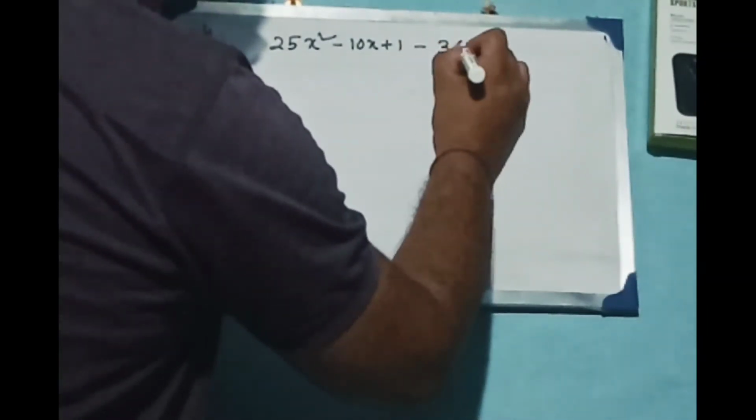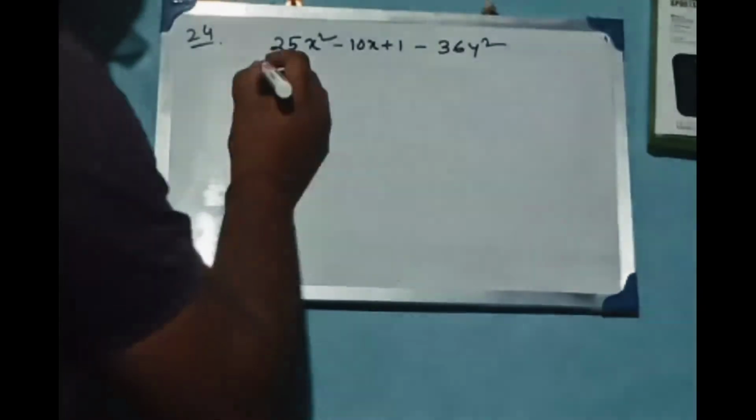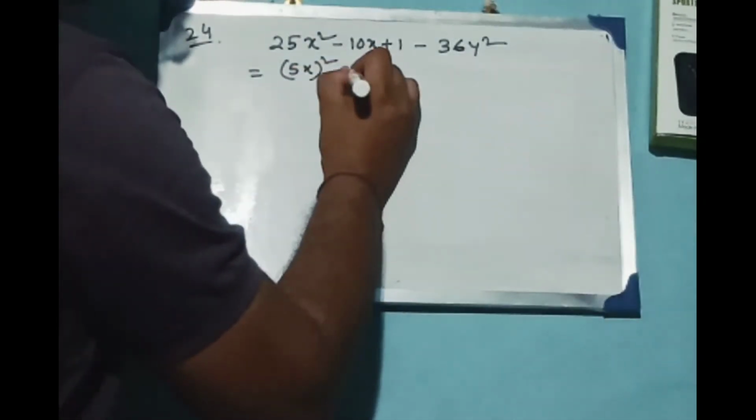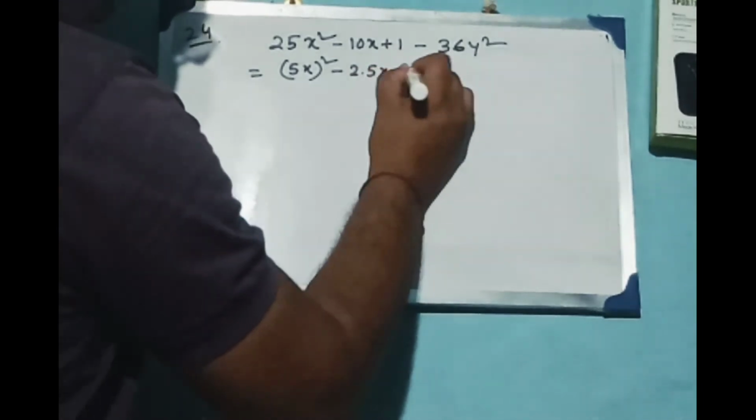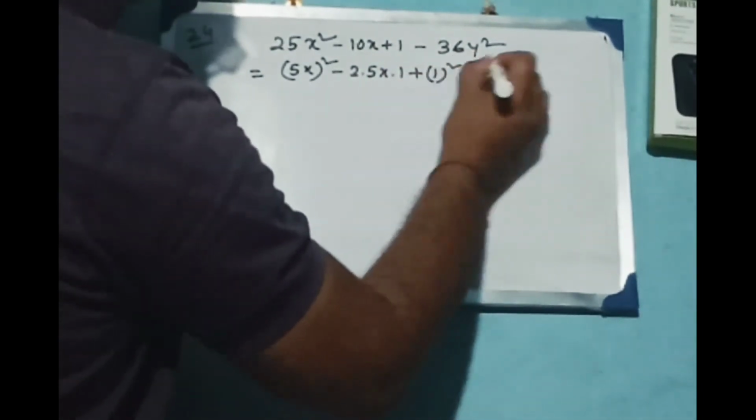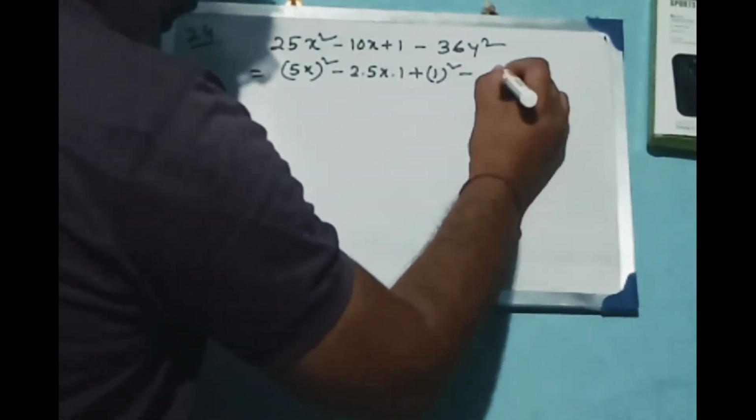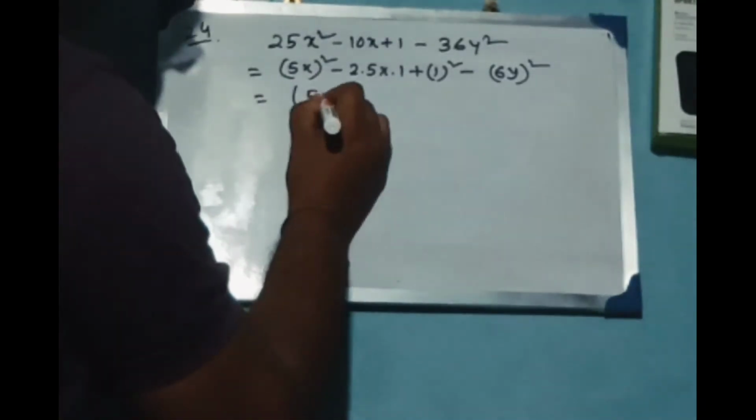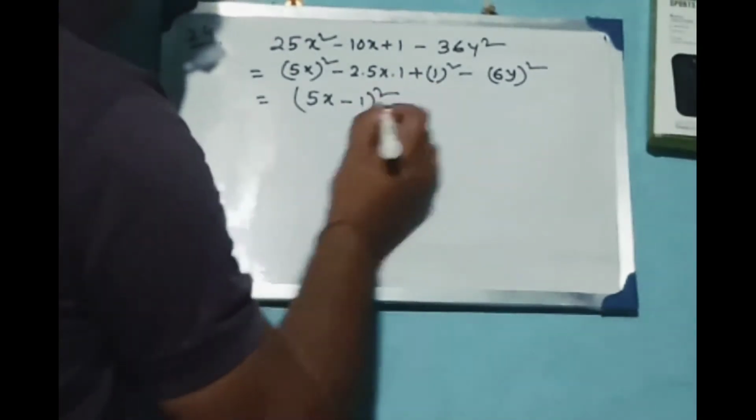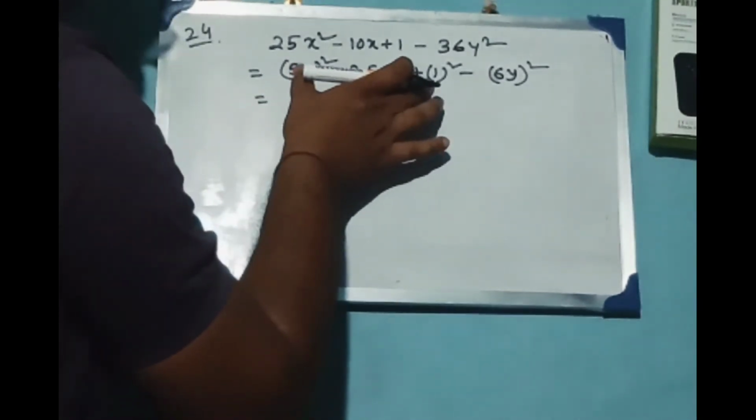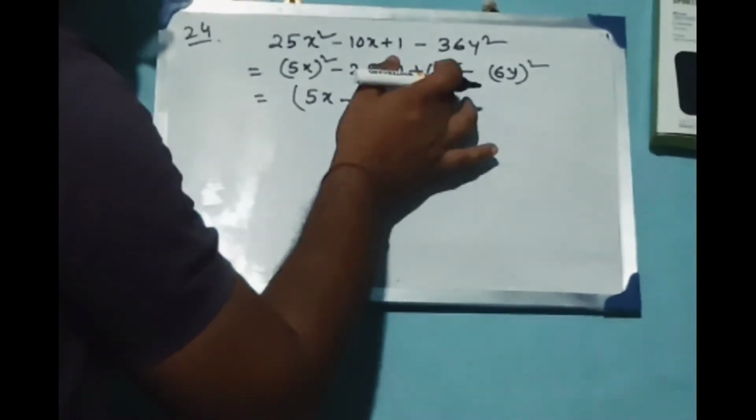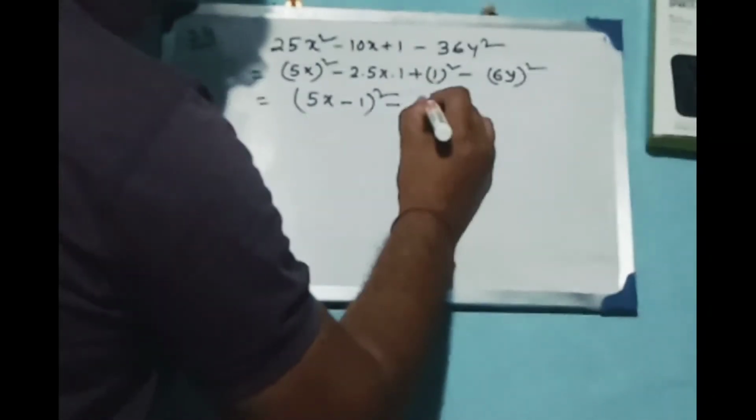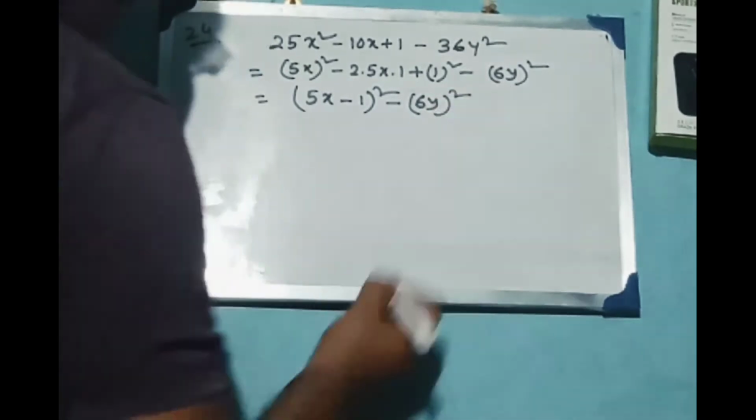minus 36y square. This can be written as 5x whole square minus 2 into 5x into 1 plus 1 square minus 36y square, that can be written as 6y whole square. This is 5x minus 1 whole square, a square minus twice ab plus b square. Here my a is equal to 5x, b is equal to 1, and this equals 6y whole square.